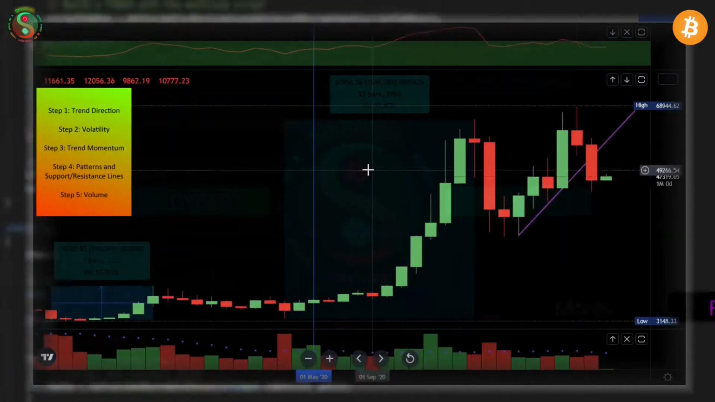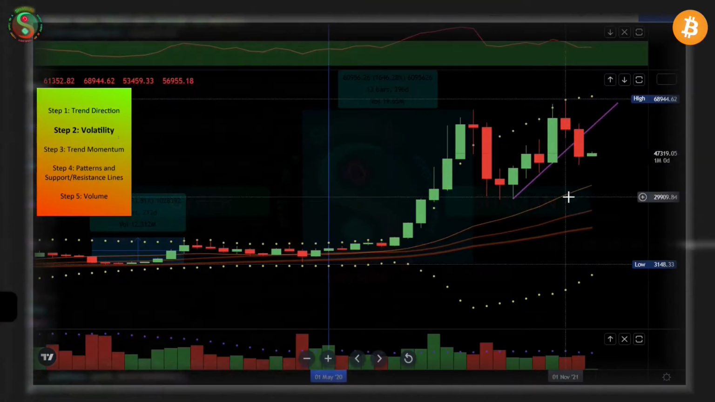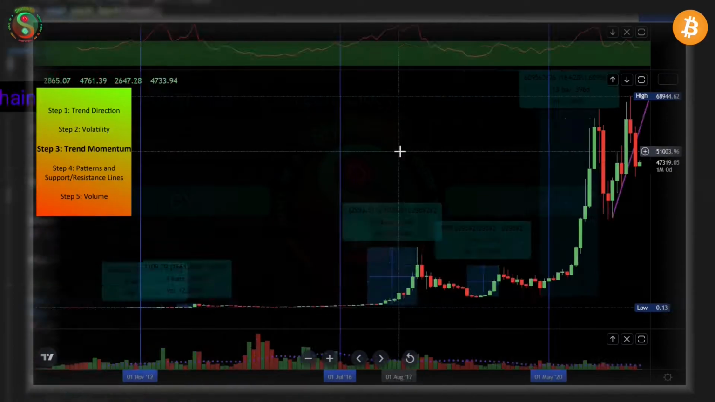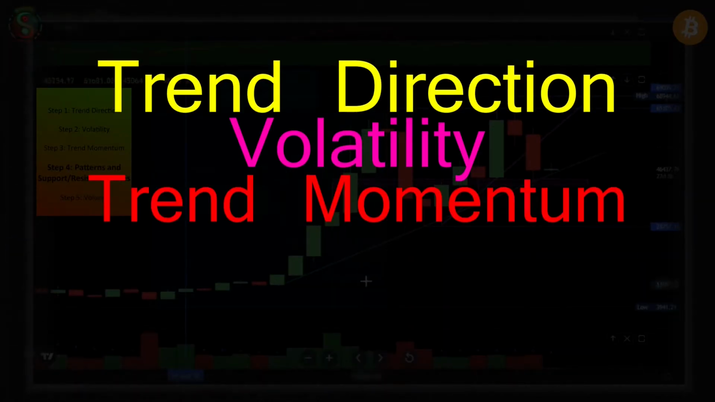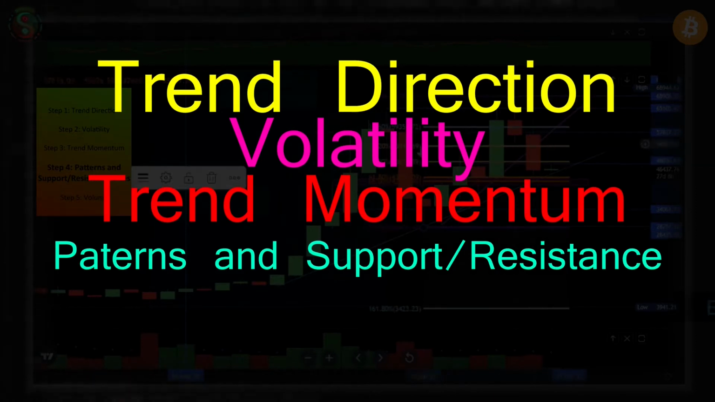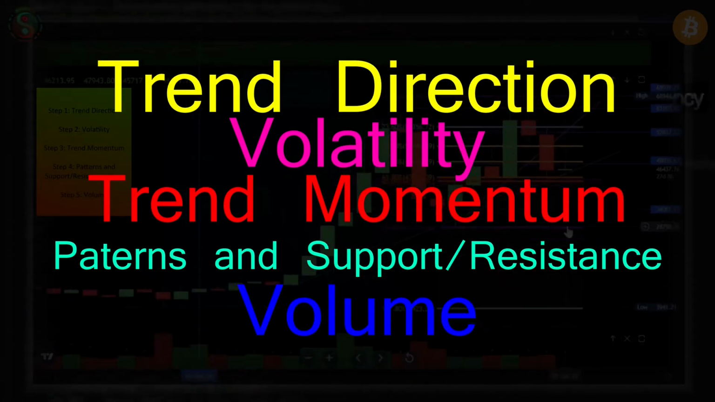In this video, we will use our 5-step approach to do our technical analysis on Bitcoin's chart. We will analyze trend direction, volatility, trend momentum, patterns and support and resistance lines, and volume of trades.